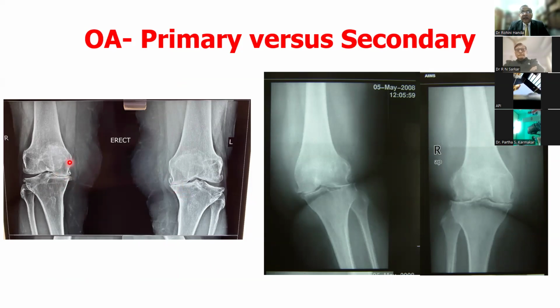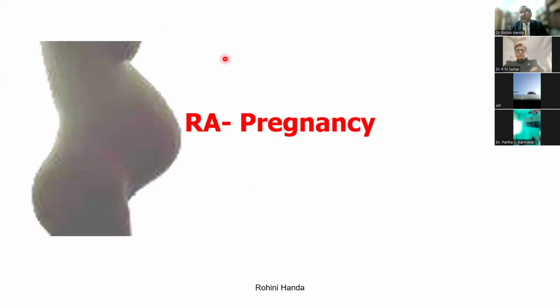And this is, as you can appreciate, primary osteoarthritis. Medial compartment is more affected, and you can see subchondral sclerosis. So looking at the X-ray, you can get some idea whether it is primary or secondary. And in such a situation, you can use intra-articular steroids. But if the joint damage is more, it's bone upon bone, then you need surgery.